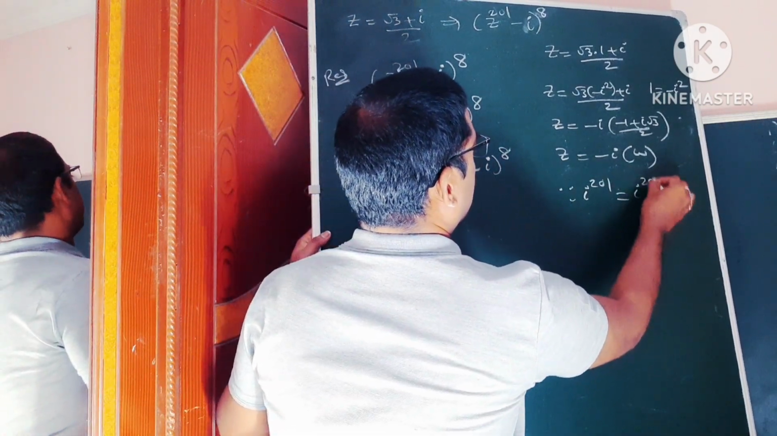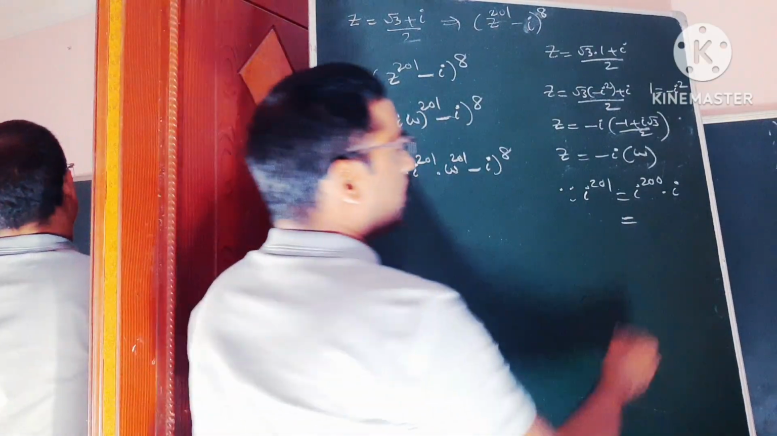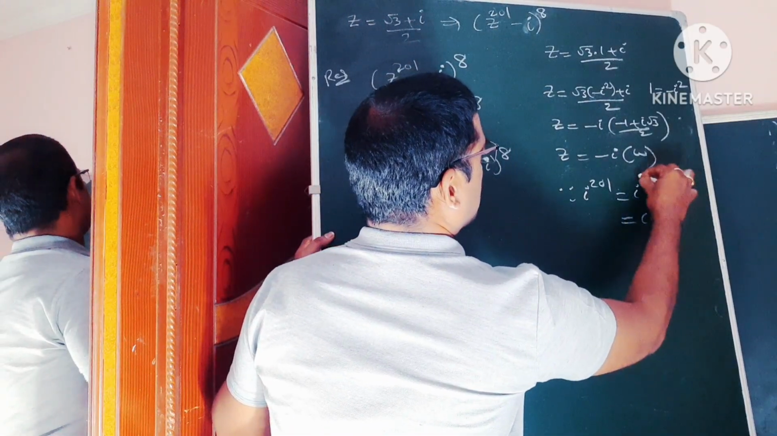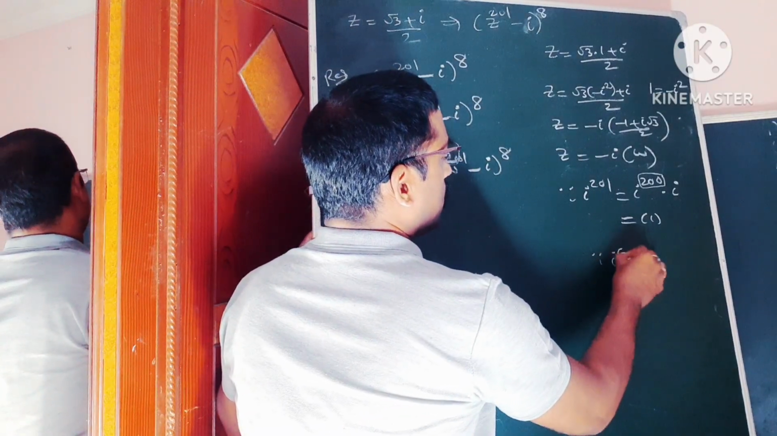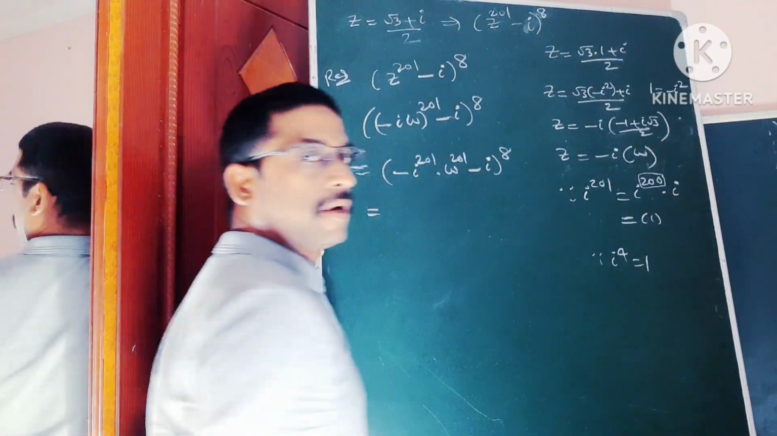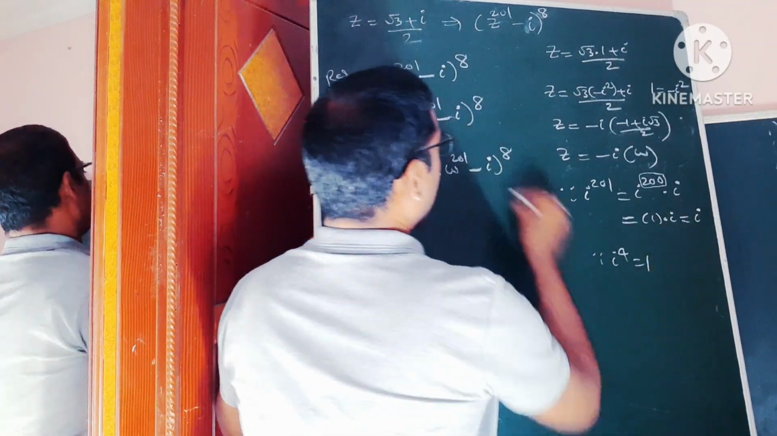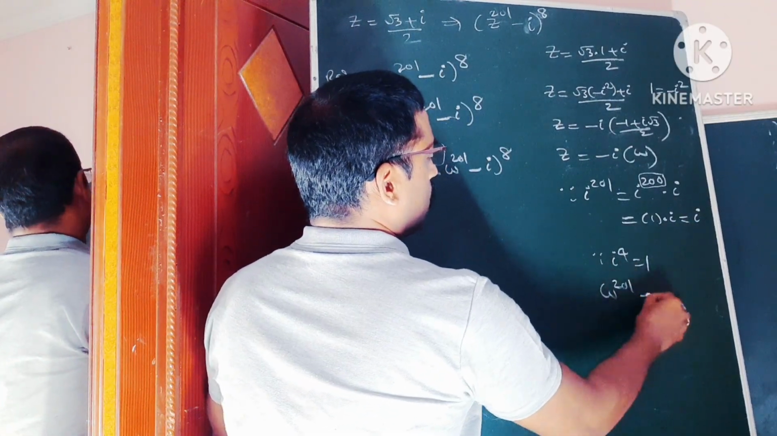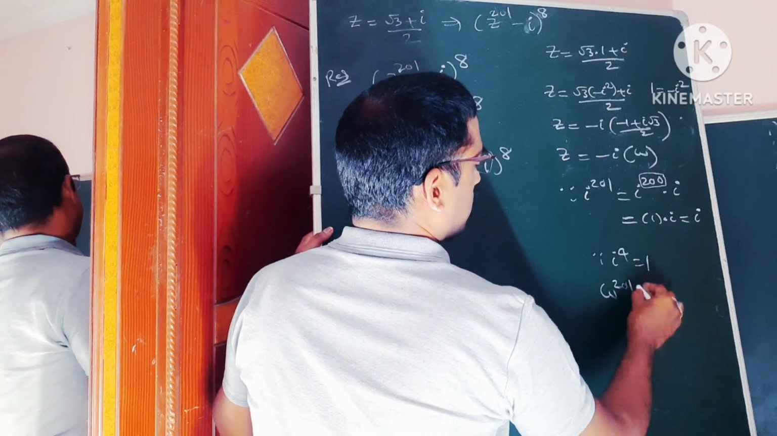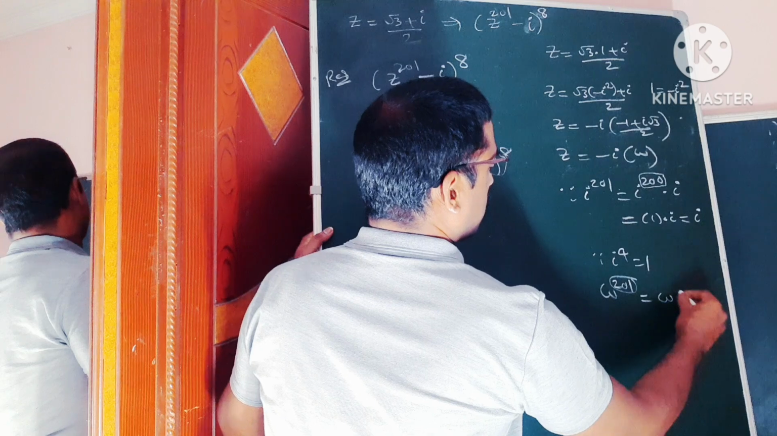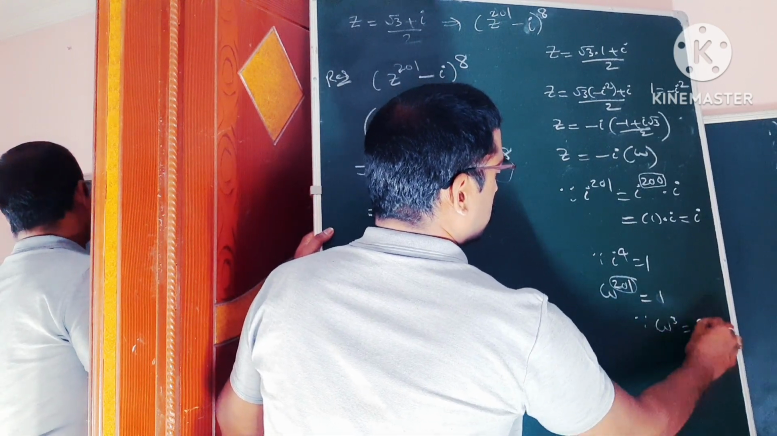i to the power 200 into i, right? But i to the power 200, how much is the value here? 1. Why? Because 200 is a multiple of 4, so i to the power 4 is equal to 1. That's why i to the power 200 is 1, and 1 into i is nothing but i. Omega power 201: 201 is a multiple of 3, so this value is equal to 1. Why? Because omega cube is 1.